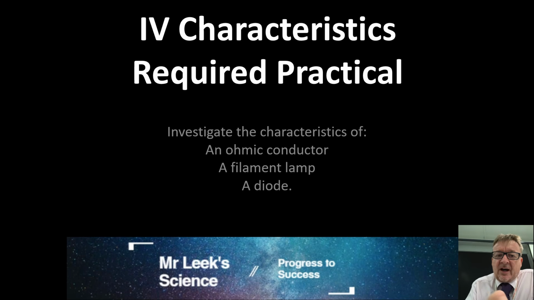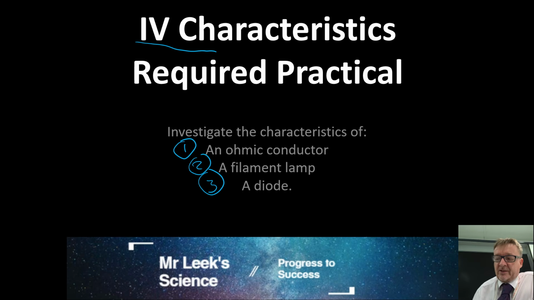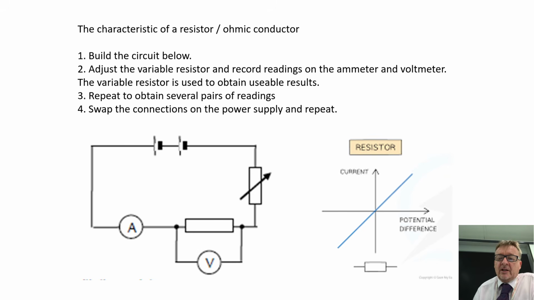Right, this is then the IV, so current and voltage characteristics required practical. What we're going to be doing is looking at three different components. The first one, an ohmic conductor, which is often called a resistor. Number two, a filament lamp. And number three, a diode. Right, so first one, the characteristics of a resistor or an ohmic conductor.